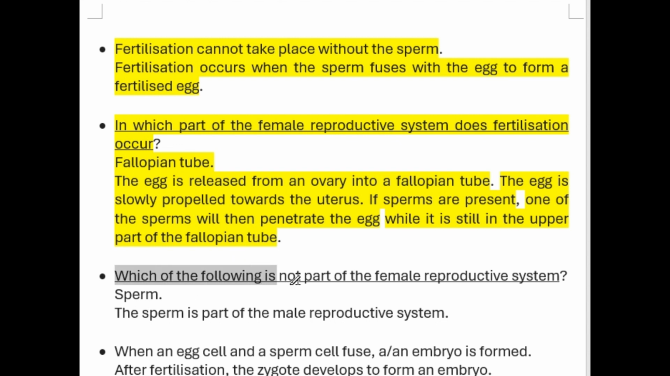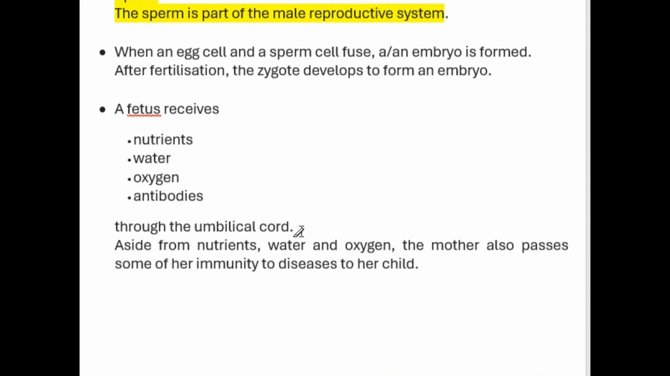Which of the following is not part of the female reproductive system? Sperm. The sperm is part of the male reproductive system. When an egg cell and a sperm cell fuse, an embryo is formed. After fertilization, the zygote develops to form an embryo.